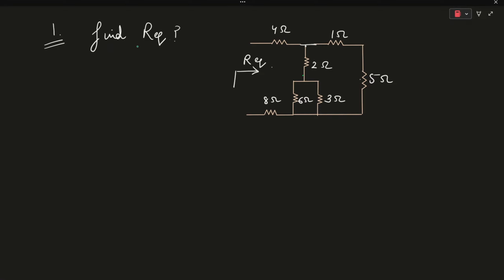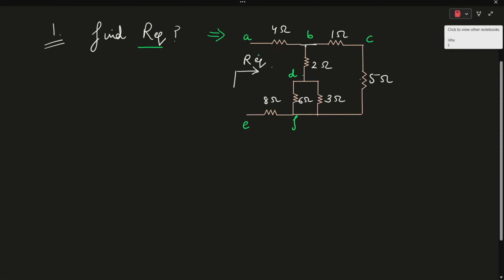In this tutorial, we are going to find the equivalent resistance, R equivalent, of this particular electrical circuit, okay? So first we will mark the nodes over here. So let's say this is A, B, C, D, E and F, okay?